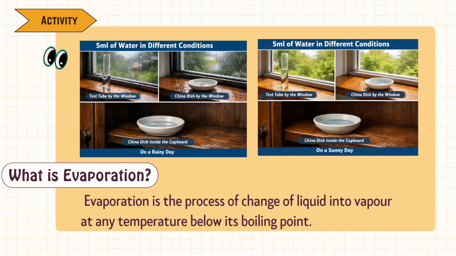Take 5 ml of water in a test tube and keep it near a window. Take 5 ml of water in an open china dish and keep it near a window. Take 5 ml of water in an open china dish and keep it inside a cupboard. Record the room temperature. Record the time or days taken for the evaporation process in the above cases. Repeat the above 3 steps of the activity on a rainy day and record your observation.